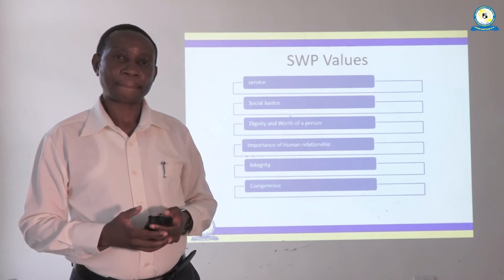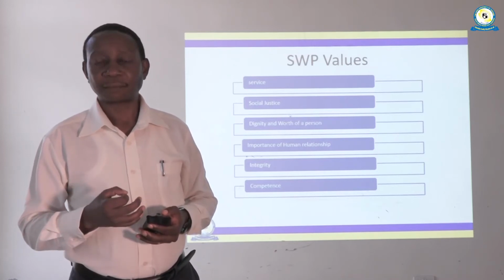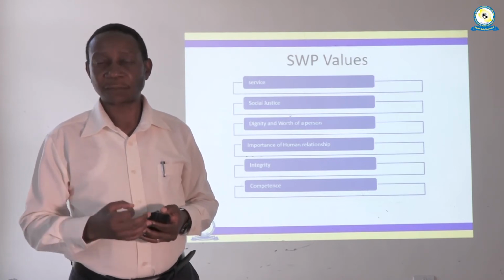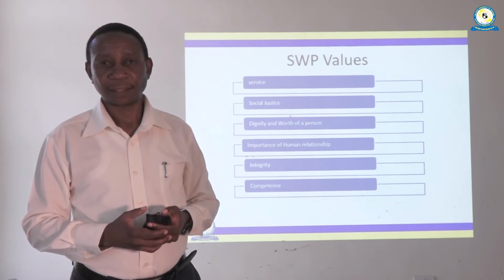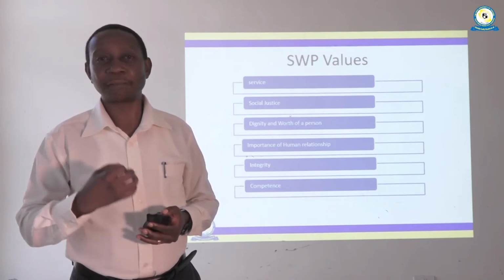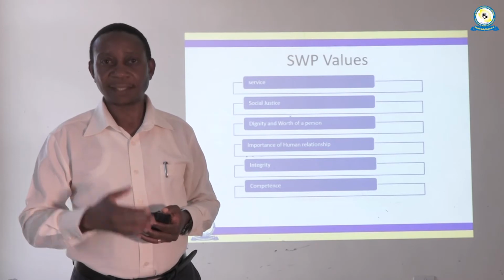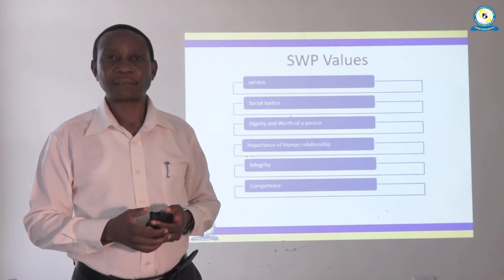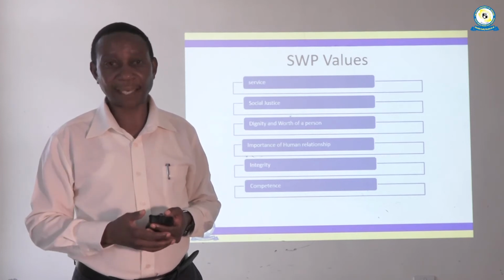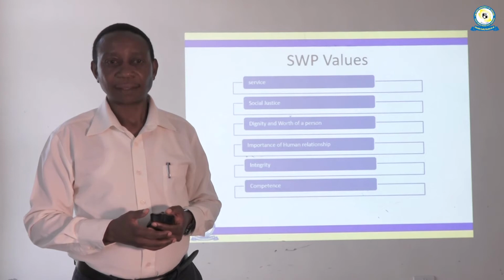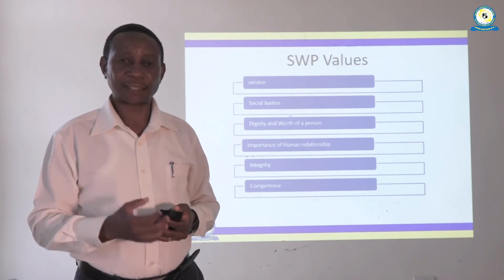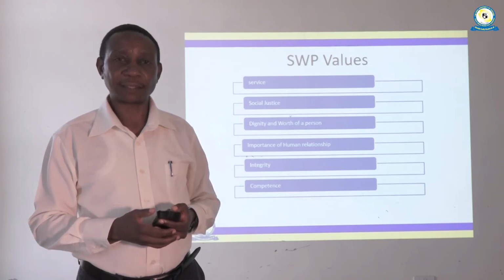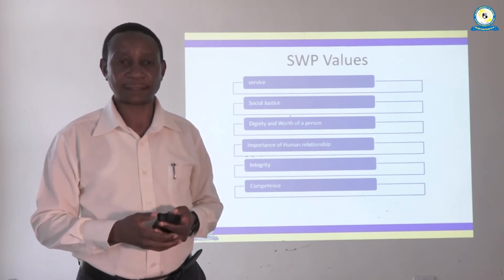Service: social workers provide service freely. We don't expect to gain anything. It's a non-beneficial practice, a non-beneficial service, and we provide service without looking for any gain from it. And secondly, when we talk about social justice, we avoid biases. We avoid violation of rights.